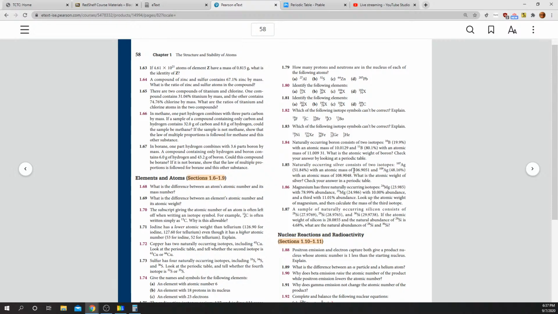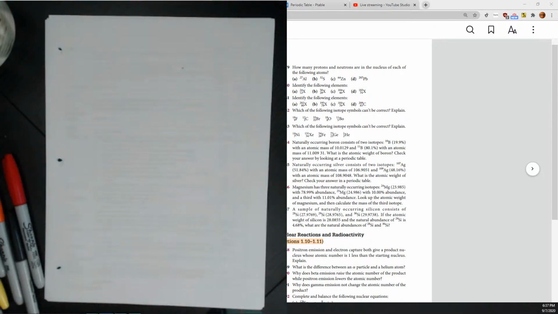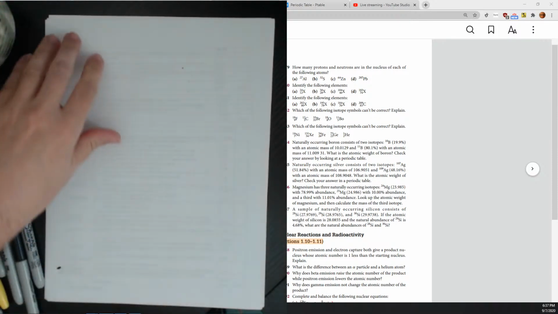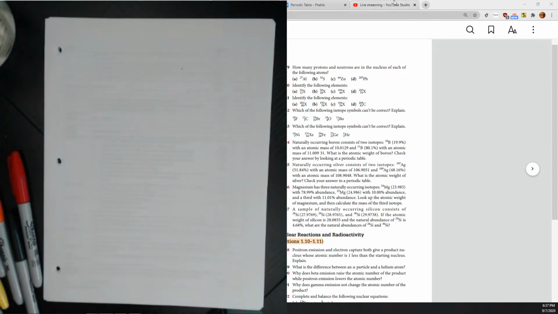All right. 84. Naturally occurring boron consists of two isotopes, boron 10 at 19.9% and boron 11 at 80.1%. What is the atomic weight of boron? Check your answer by looking at the periodic table. Okay, this is definitely, absolutely the precise kind of problem that they would very likely give you on the test.